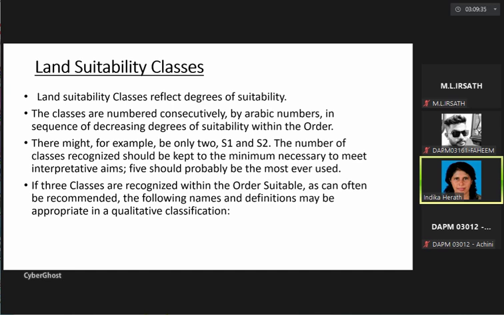The number of classes recognized should be kept to a minimum so that the confusion will be less. If three classes are recognized within the order of suitability, as can often be recommended, the following names identified may be in the definition. So as per the requirement.